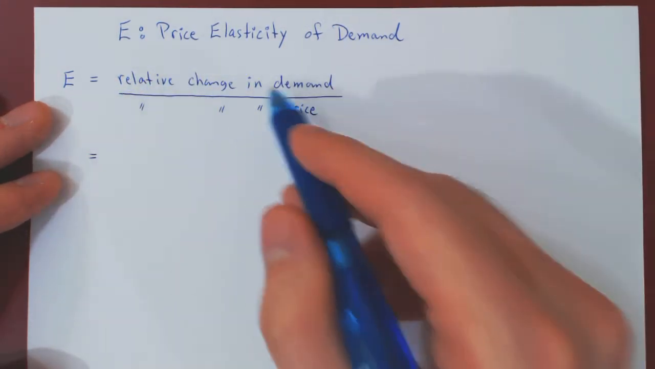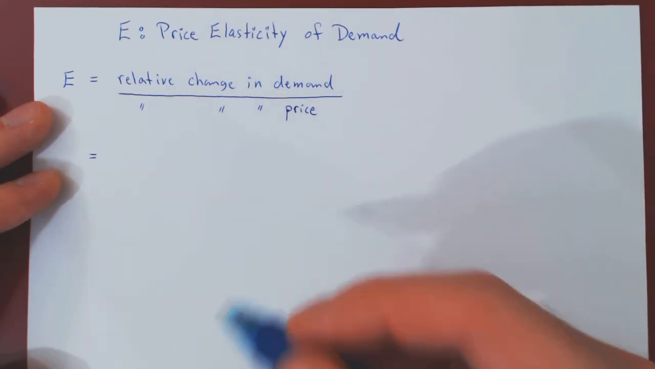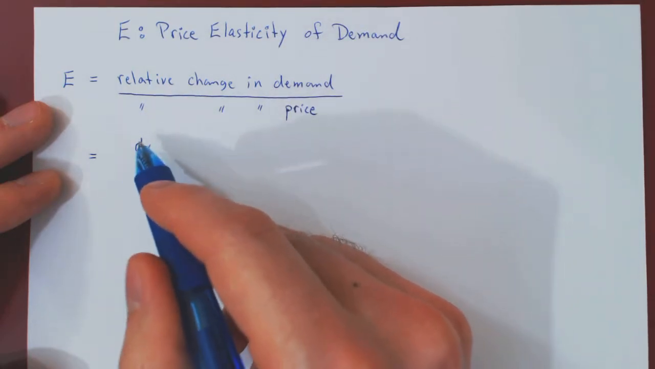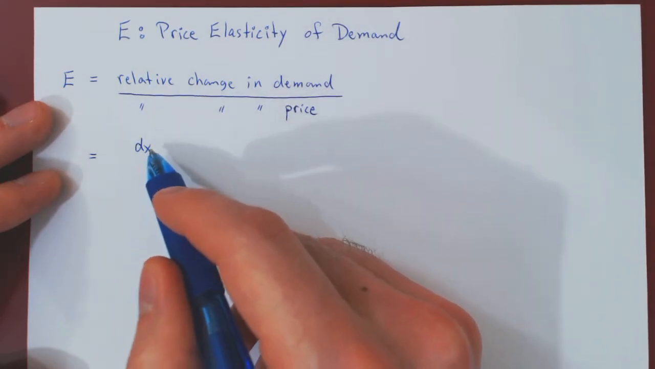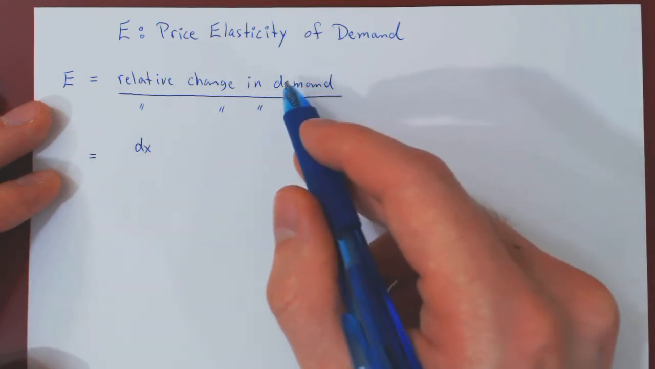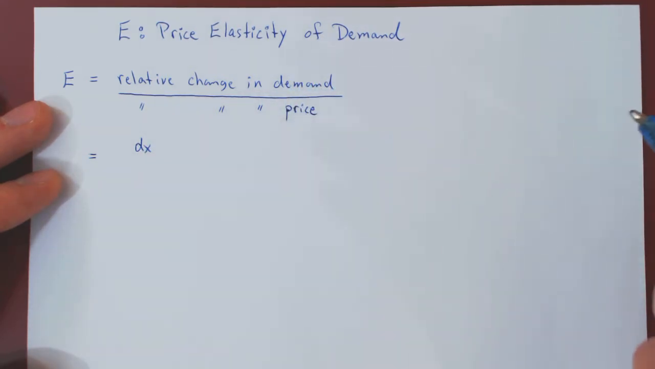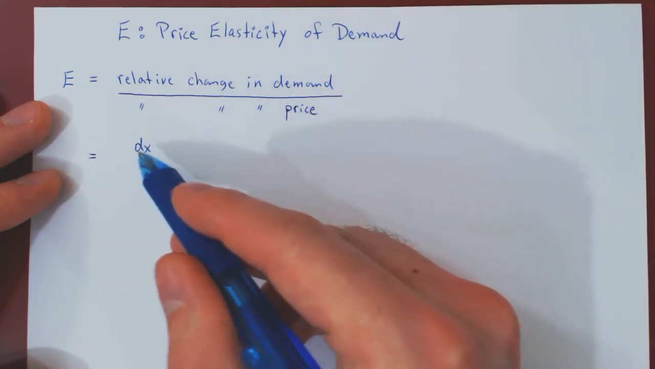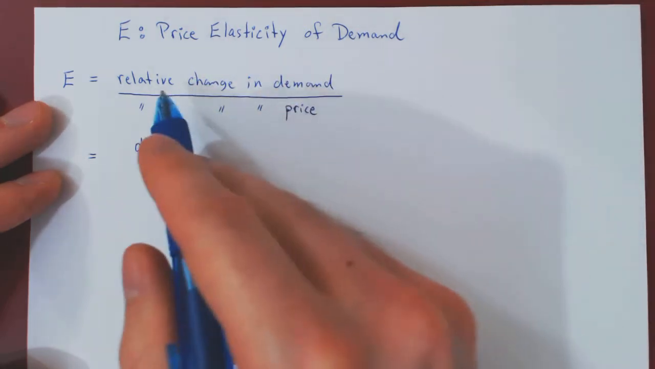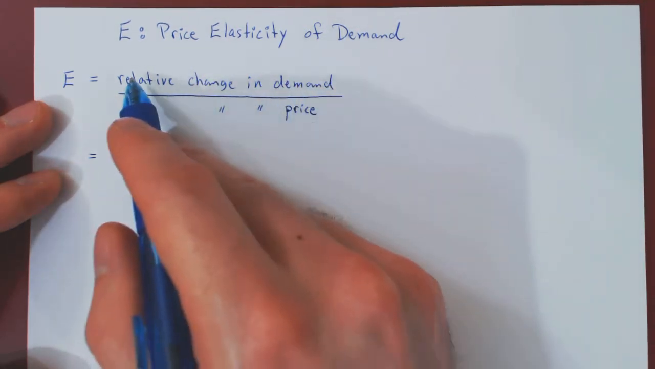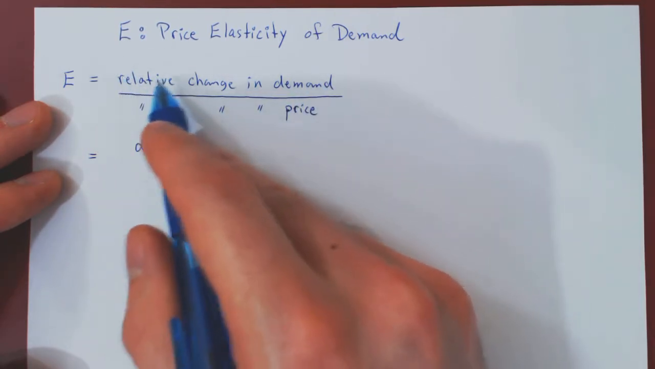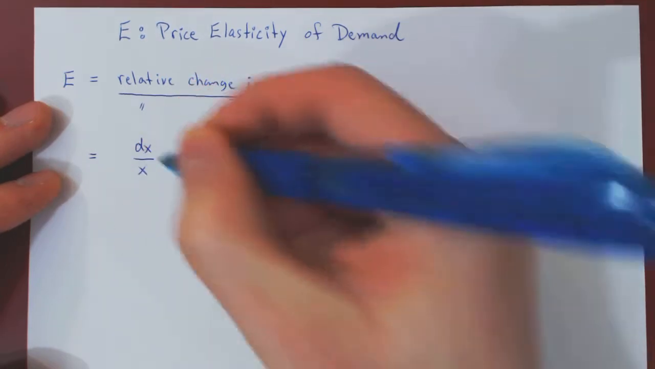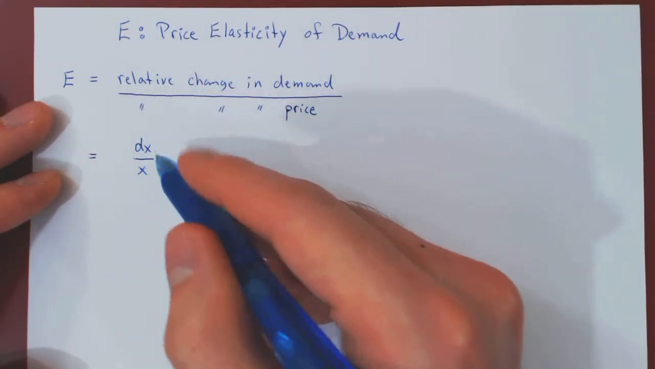Well, what is a relative change in demand? We have a change in demand, call it dx. If you remember, d stands for an infinitesimal change in the continuous variable. We use x for demand, the number of items that consumers are willing to purchase. So it is an infinitesimal change in demand x, but not the absolute change, it is a relative change. Relative means that it is the change in demand, dx, over the total demand x. So that is the relative change in demand.